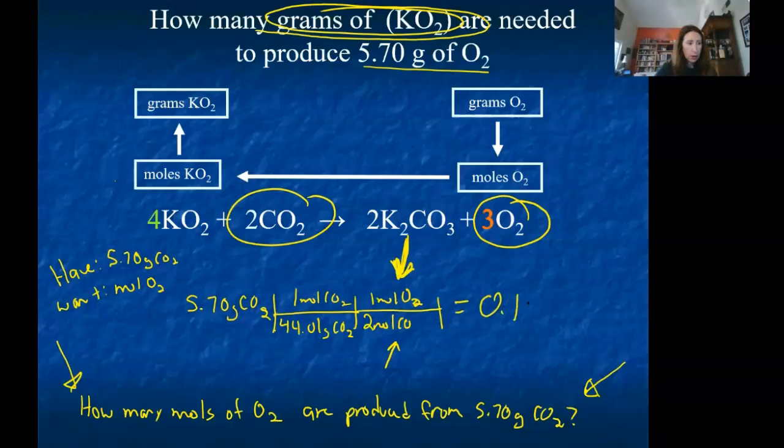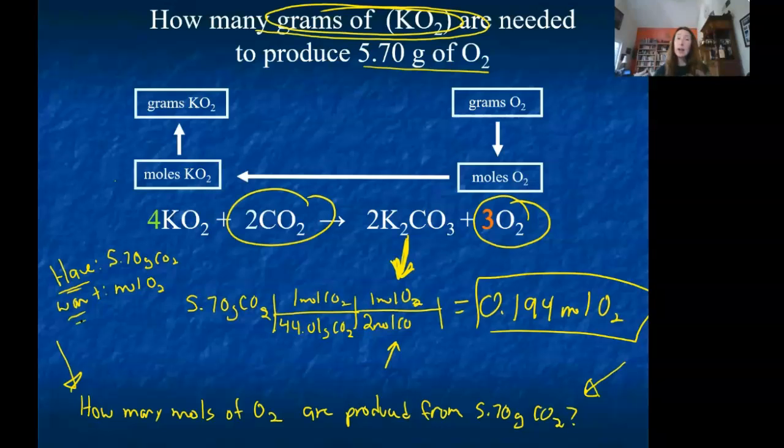So 0.194 moles of O2, right? So this is why this little have and want kind of helps a lot, because in the end you go, oh, moles of O2. Oh, yep, that's the unit I want. Right, we're good. So be very, very careful of that, right? Make sure the unit you end with is the unit you're actually supposed to give.